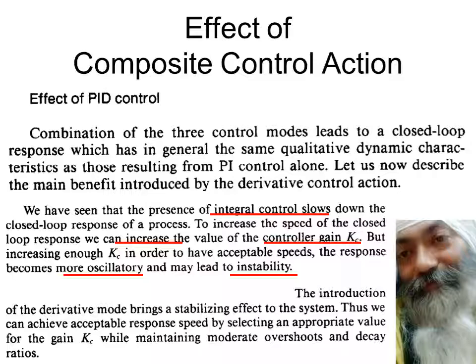So to avoid the system becoming oscillatory, we add a derivative mode to it to bring about the stabilizing effect as such. Stabilizing means that the overshoot is reduced and we have a decay ratio which results in a quicker decay of the oscillations. That's the ultimate contribution of derivative control to this overall controlled system.